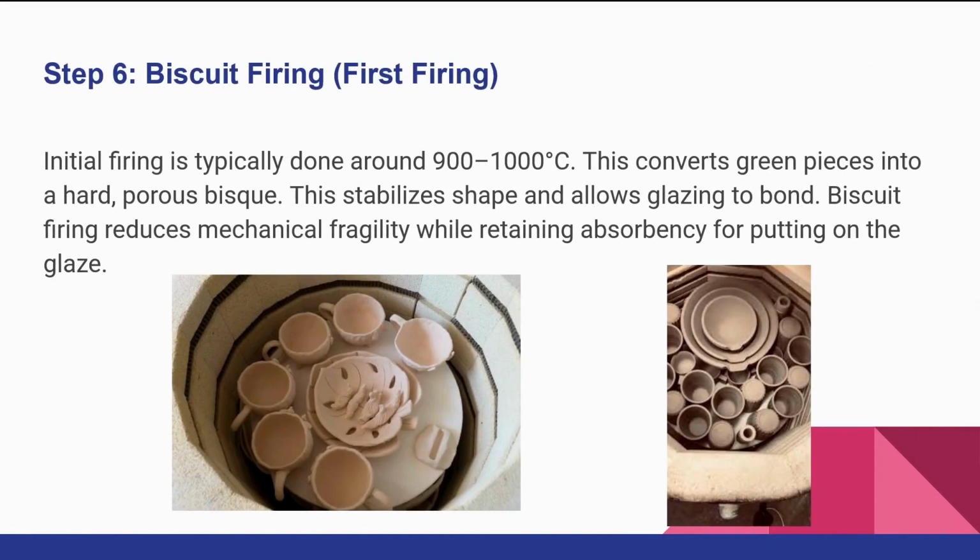Step 6. Biscuit firing, or the first firing. Initial firing is typically done around 900 to 1000 degrees Celsius. This converts green pieces into a hard, porous bisque. This stabilizes shape and allows the glazing to bond. Biscuit firing reduces mechanical fragility while retaining absorbency for putting on the glaze.